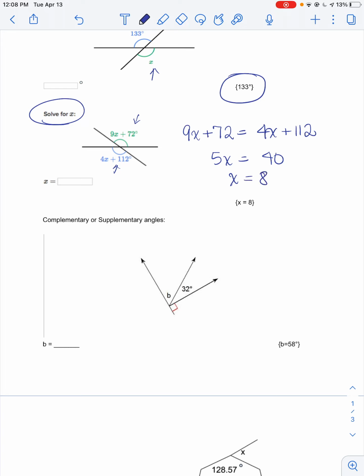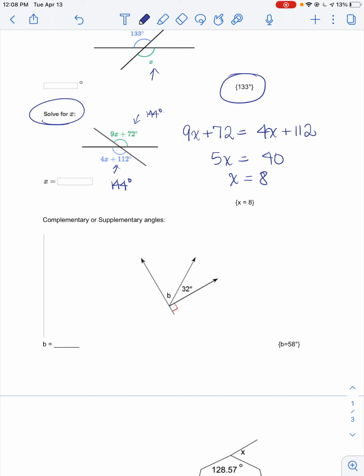Now that's one thing that we could ask, but we could also then ask you to plug that back in and find out what the angle measure actually is. So I could plug that into either one of those. Say I plugged it into the blue. I would have 4 times 8, and then I would add the 112, and I'd get that the angle was 144 degrees. If I did that in the green, I would get 9 times 8 is 72, and then if I add 72, I get, surprise, 144 degrees again. I need to get the same answer because those are vertical angles.